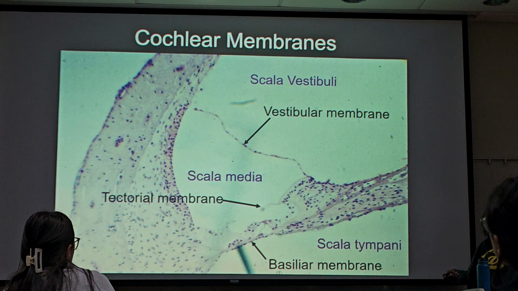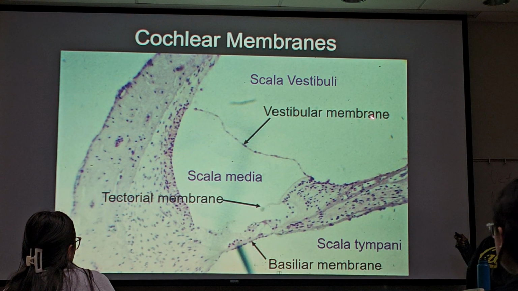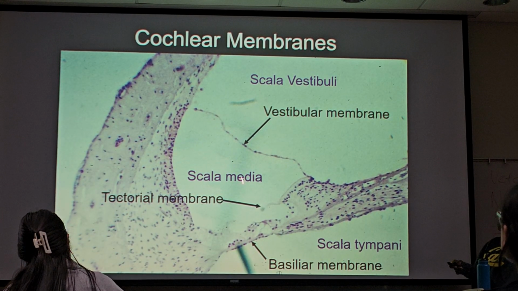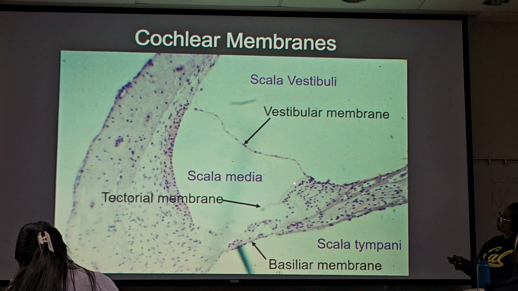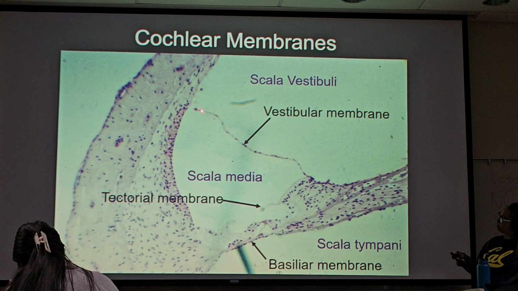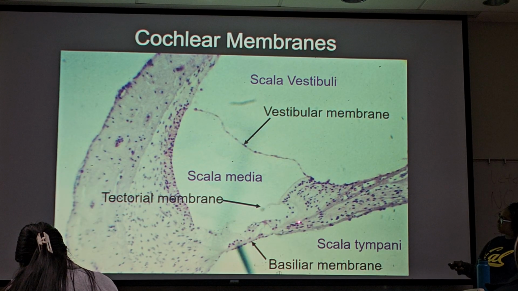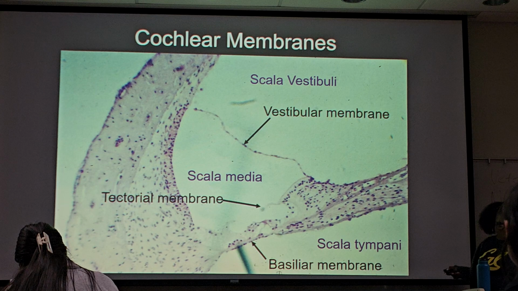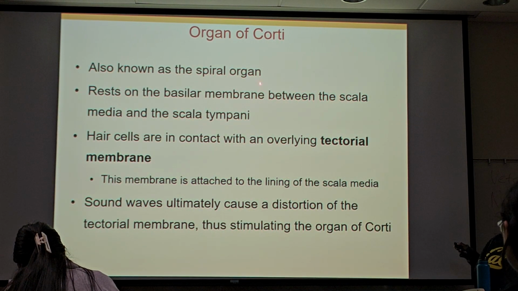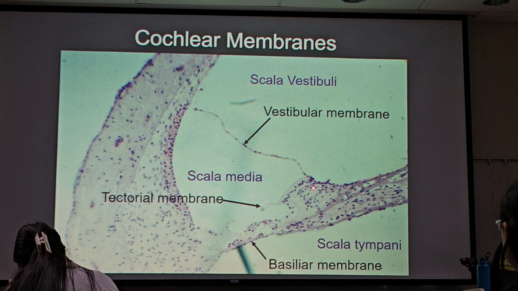Once again, practice, and practice some more. Scala vestibuli. Perilymph in here. Scala tympani. Perilymph in here. Scala media. Endolymph in here. The vestibular membrane. The basilar membrane. Sitting on top of that is the organ of Corti. It has a little membrane itself called the tectorial membrane. Let me add something else. So, the organ of Corti.